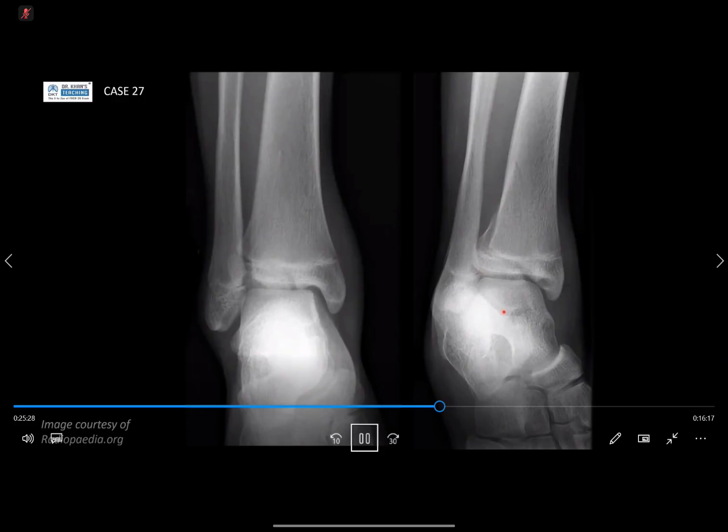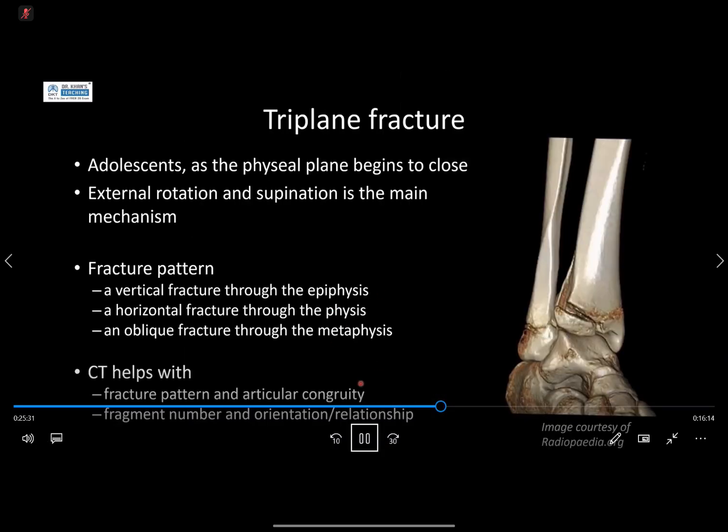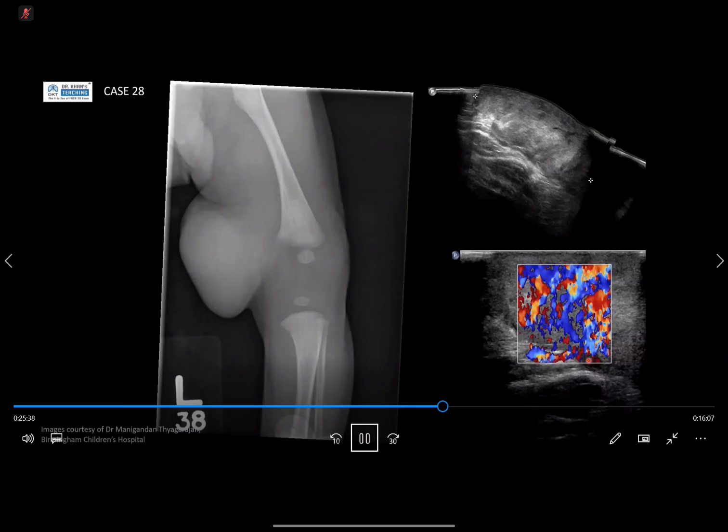Okay, so this is a triplane fracture. And I said earlier, so CT helps with your characterization for surgical planning. Okay, we're going to a different type of lesions now. We're at the end, nearly the end.